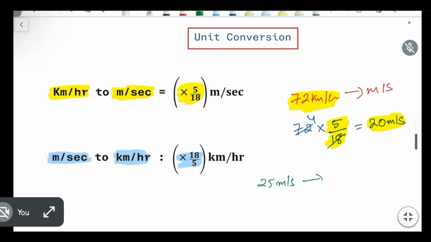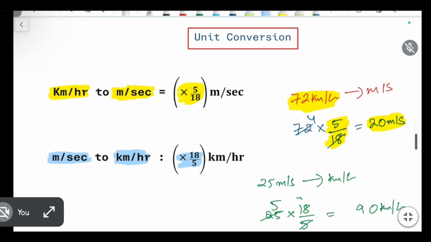I want to convert it to kilometer per hour. Then how do we do it? 25 into, I need to multiply it by 18 by 5. 5 5s are 25, which means 5 8s are 40, 5 1s are 5, 9, 90 kilometer per hour. So now they are just reciprocal to one another.